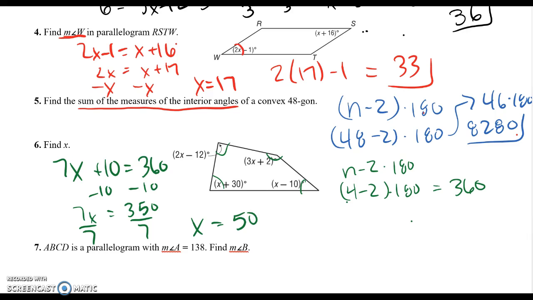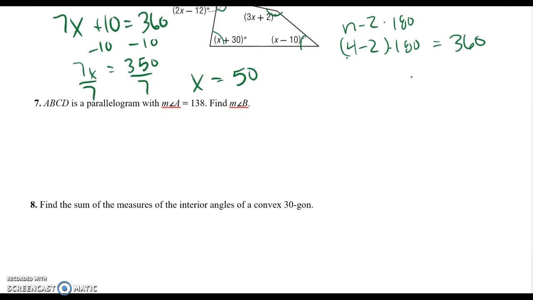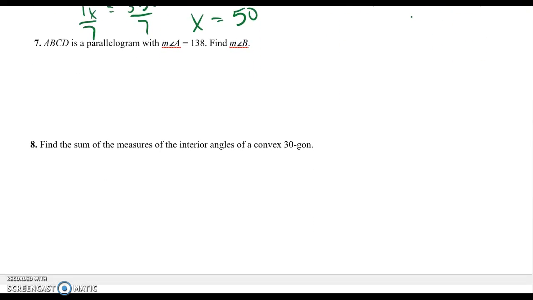Okay, moving right along here. This says ABC is a parallelogram with measure of angle A of 138. Find measure of angle B. So we need to draw this picture. Doesn't really matter what your picture looks like, as long as it's a quadrilateral and you know it's a parallelogram. The important part is how you label it.